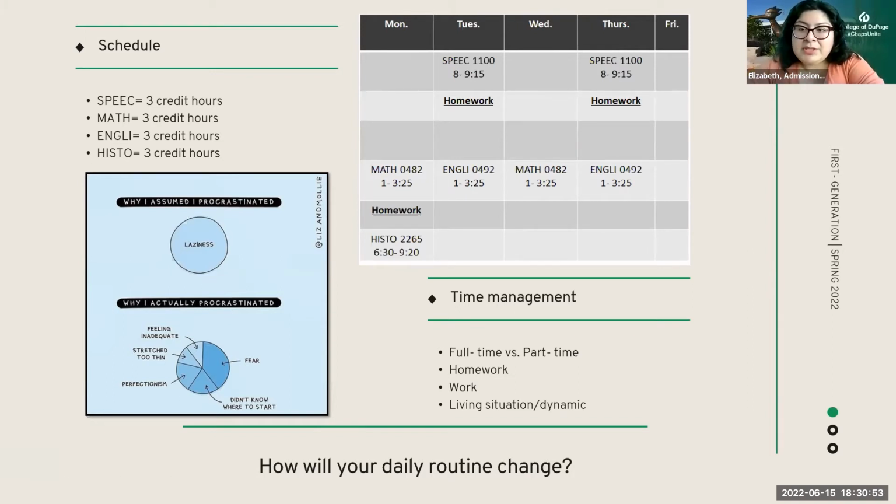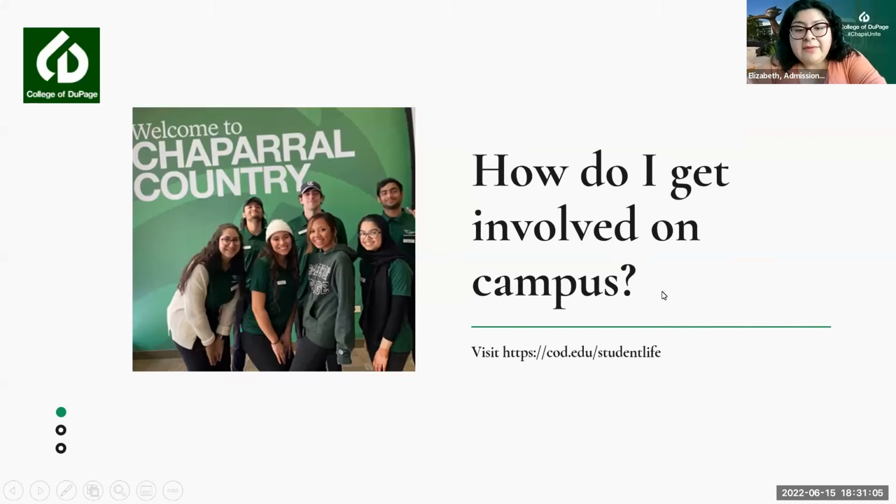So as you're creating your schedule and navigating your first semester, I think it's important always to just identify what it is that's happening, right? It's not laziness. It may be you don't know where to start and you need help organizing and talking it out with someone. How do you get involved on campus?